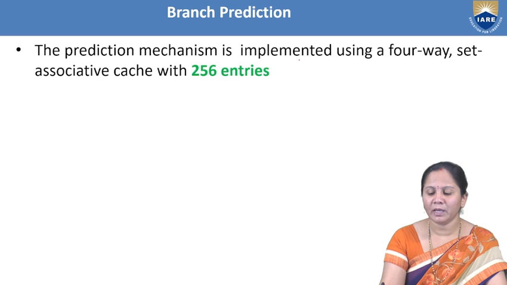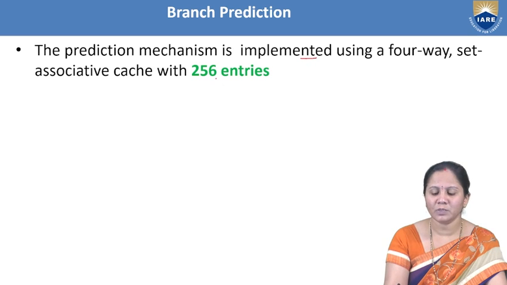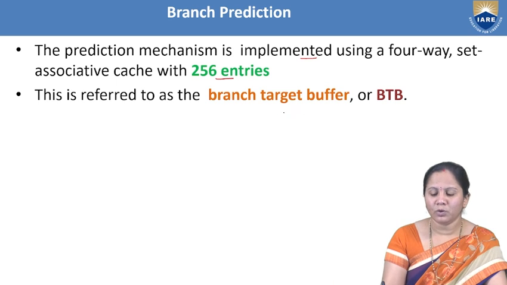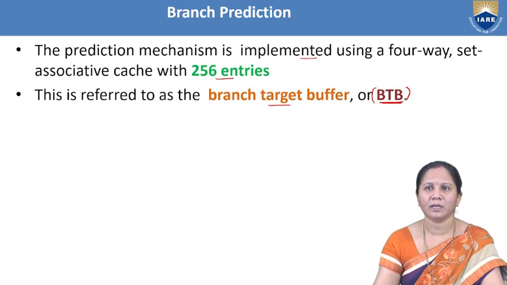The prediction mechanism is implemented using a 4-way set associative cache with 256 entries. That is referred to as the branch target buffer. Simply it can be indicated as BTB. So BTB stands for branch target buffer.